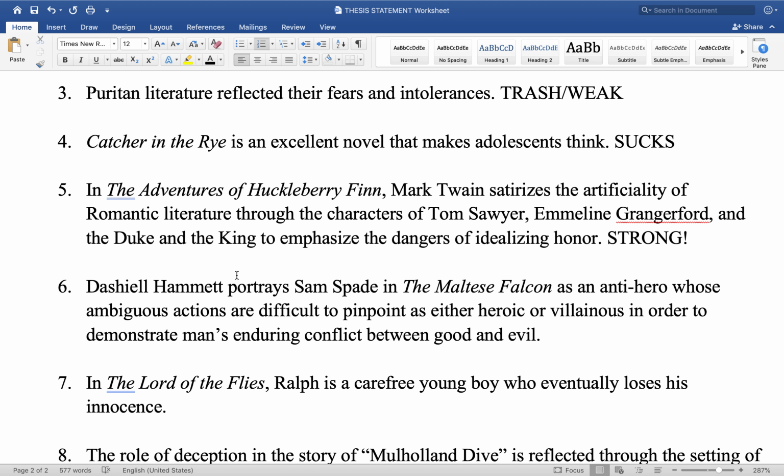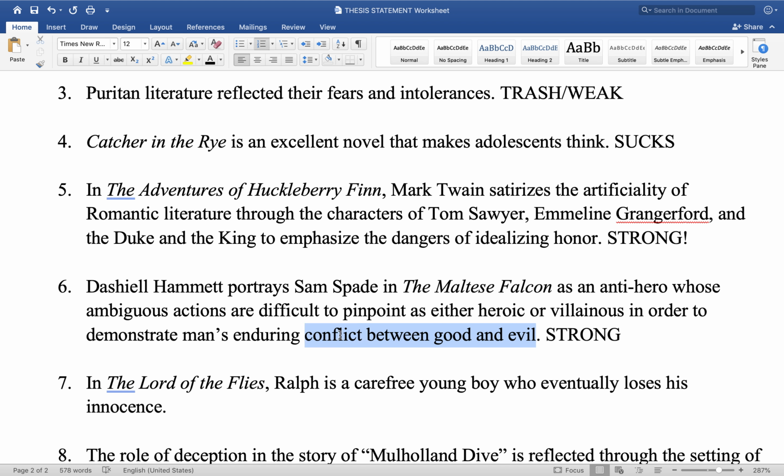"Dashiell Hammett portrays Sam Spade in The Maltese Falcon as an anti-hero whose ambiguous actions are difficult to pinpoint as either heroic or villainous in order to demonstrate man's enduring conflict between good and evil." I thought this one was strong. I liked it.